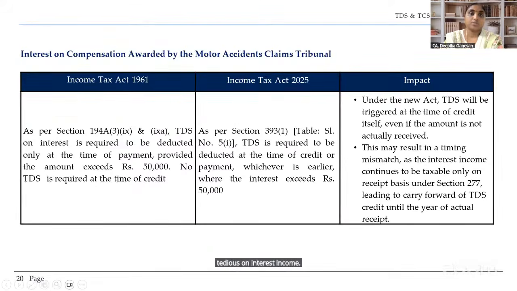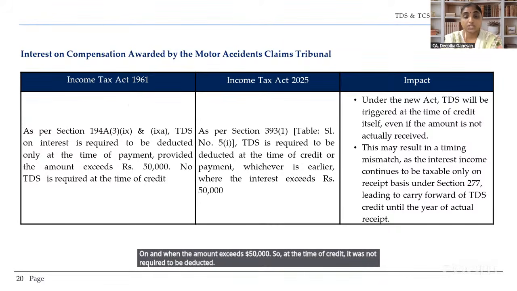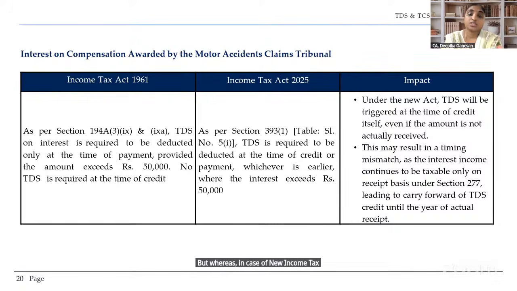The next part with regard to the amendment is in case of compensation which is awarded by the Motor Accidents Claims Tribunal. So, as per 194A(3), clauses 9 and 9A, TDS on interest is required to be deducted only at the time of payment and when the amount exceeds 50,000. So, at the time of credit, it was not required to be deducted. But whereas in the new Income Tax Act, it says time of credit or payment, whichever is earlier. It is not on receipt basis. So the threshold limit remains the same, 50,000, but it is credit or payment.